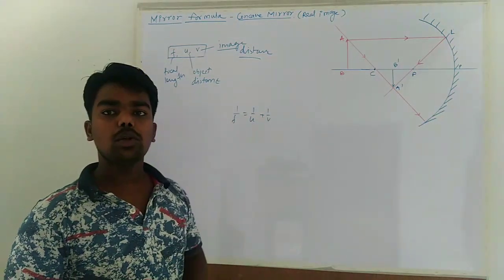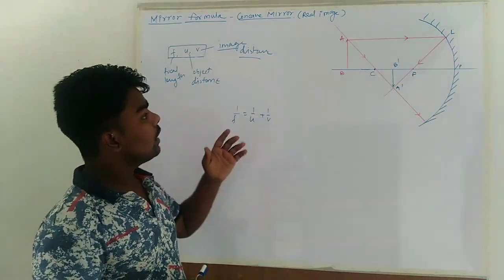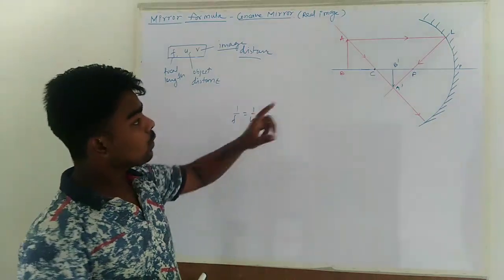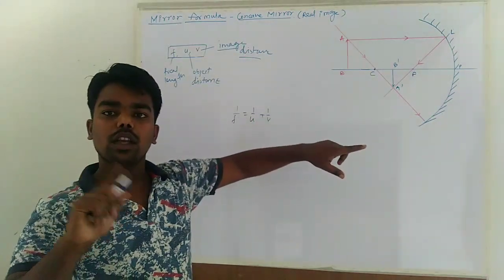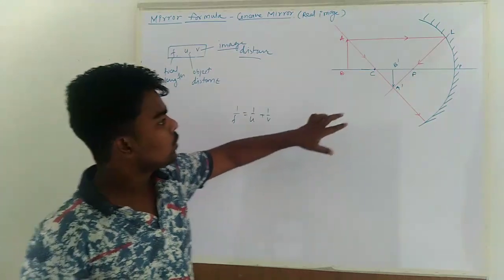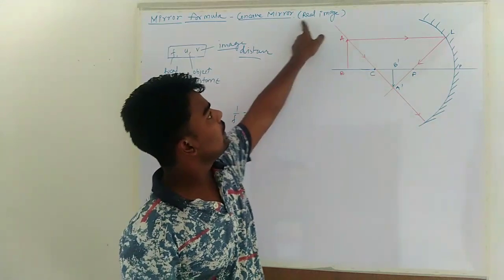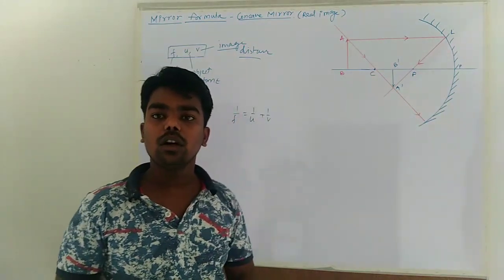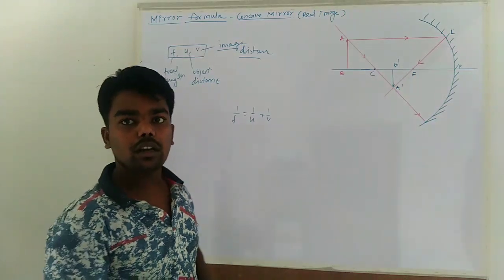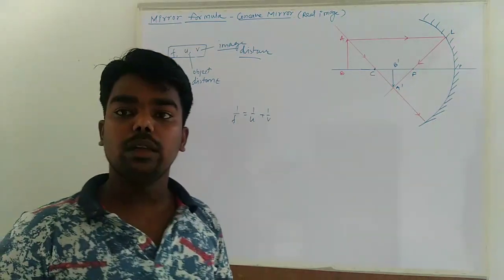But here we are going to derive that relation. For the concave mirror there are two conditions, one for the real image and one for the virtual image. Right now we are going to derive the mirror formula for the real image. Later on we will derive the same formula for the virtual image also.